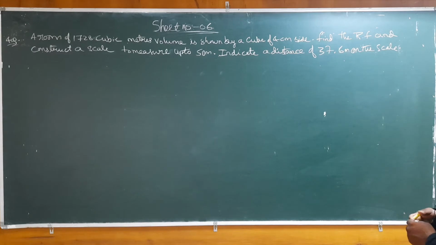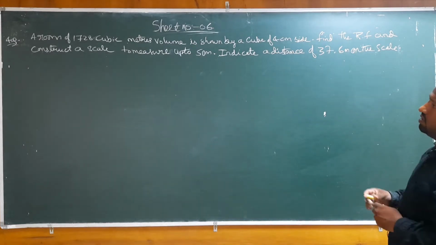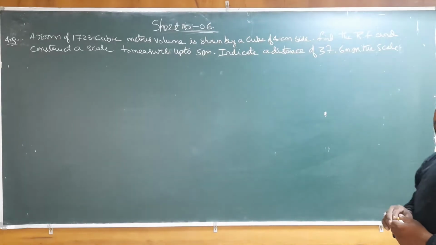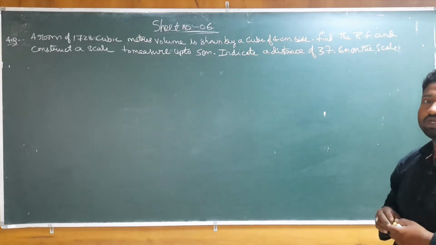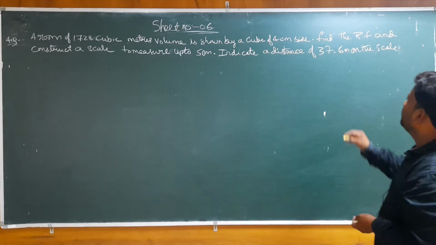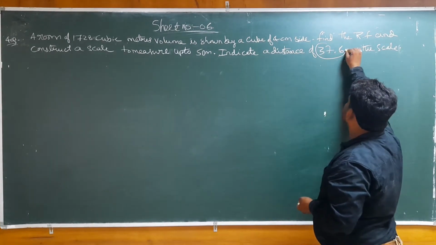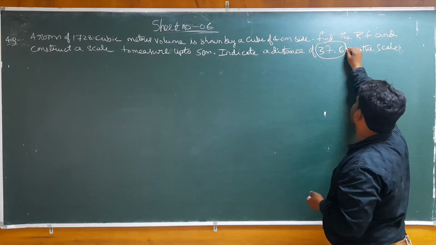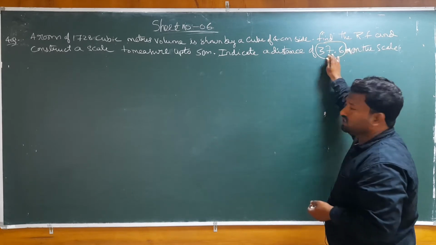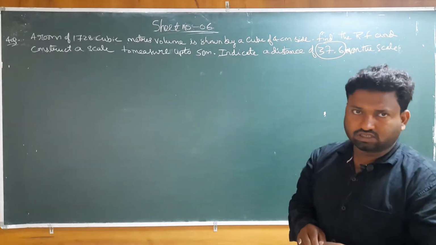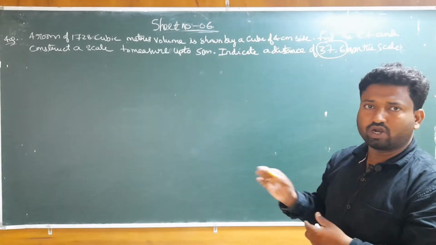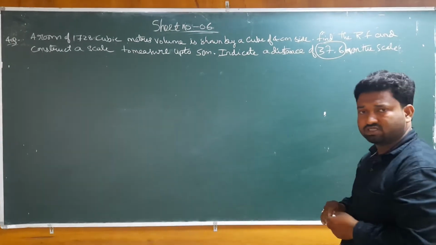Indicate a distance of 37.6 meters on the scale. In this, which type of scale is not given, and RF is not given directly. So we have to find out the RF also. Here we have to represent 37.6 meters. By seeing this value, we will come to know that this is a diagonal scale. So we have to draw a diagonal scale and mark a distance of 37.6.